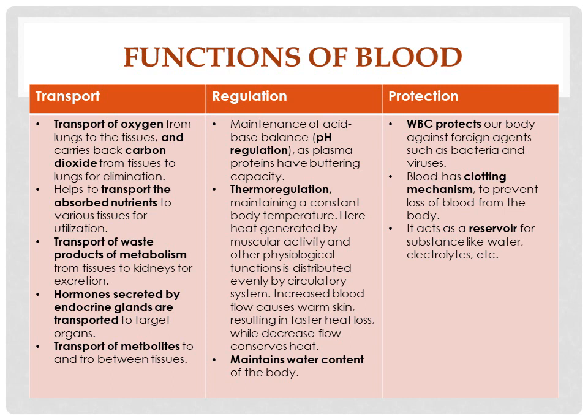So it is the buffering capacity which actually stabilizes the pH at 7.4. Otherwise, if pH is disturbed, our whole body will get disrupted, and it can even lead to death. So these are the functions of blood.